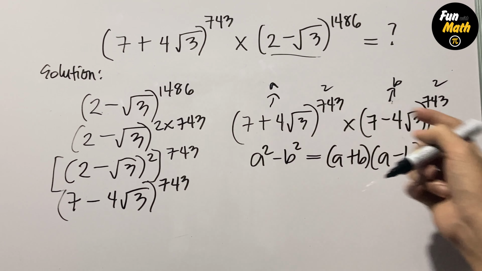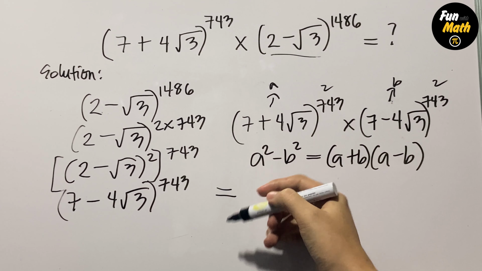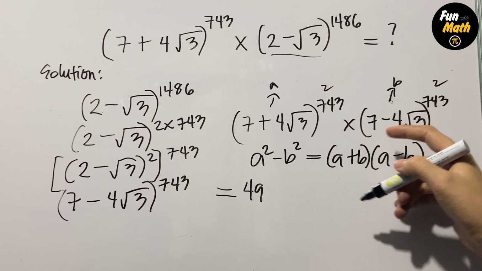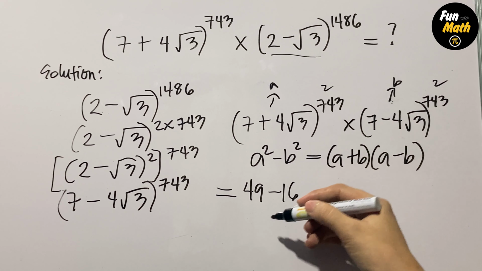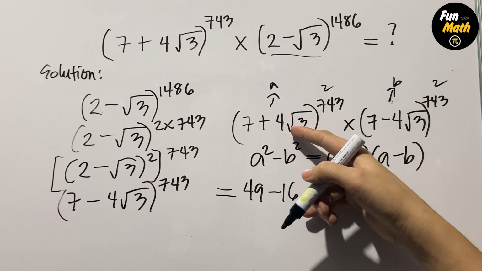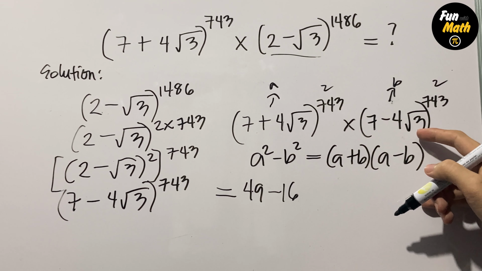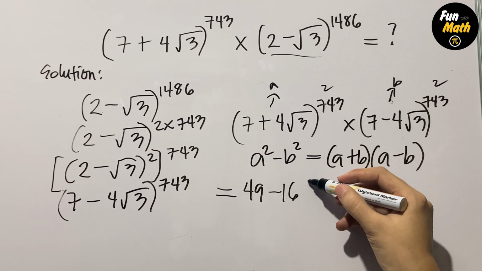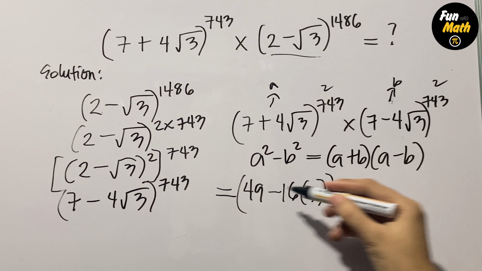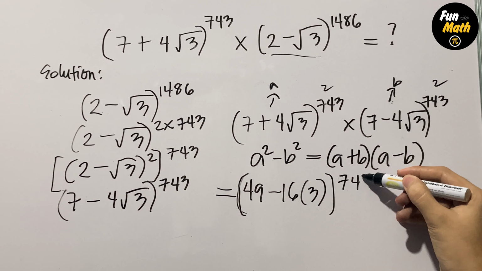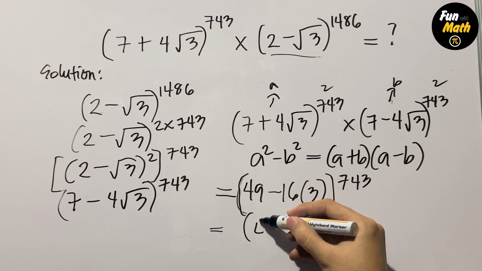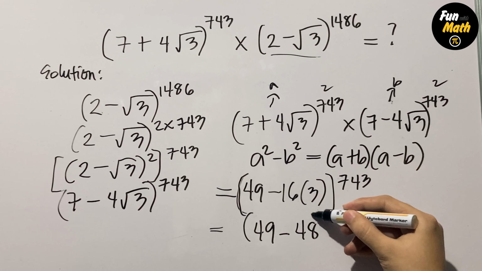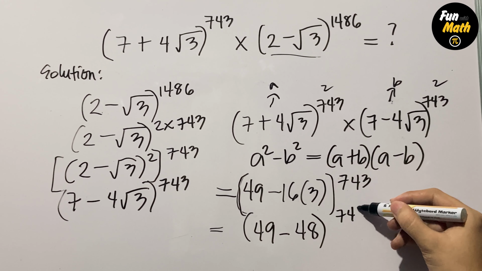Now we multiply. This equals 7 times 7, that is 49. 4 times negative 4, that is negative 16, or minus 16. And then square root of 3 times square root of 3 is equal to square root of 9, and the square root of 9 is 3. So we directly multiply by 3, whole to the power of 743. So we have 49 minus 16 times 3, that is 48, whole to the power of 743.